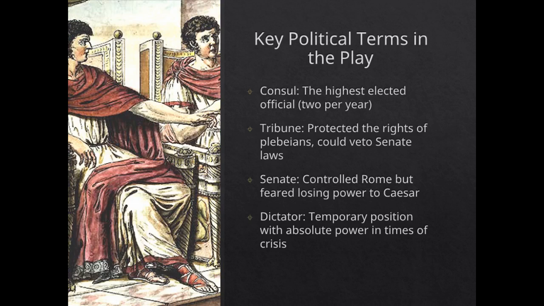A consul was the highest elected official, serving for 1 year. A tribune was an elected official who protected the rights of the plebeians and could veto Senate laws. The Senate was the ruling body of Rome, but it feared Caesar's growing influence. Finally, a dictator was a temporary position given absolute power in times of crisis. Caesar broke this tradition by becoming dictator for life.